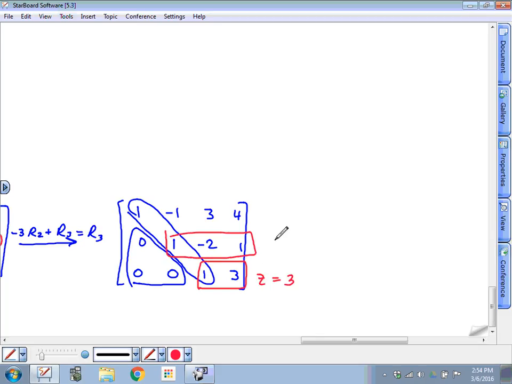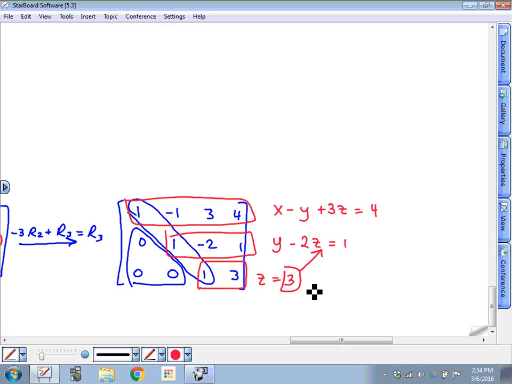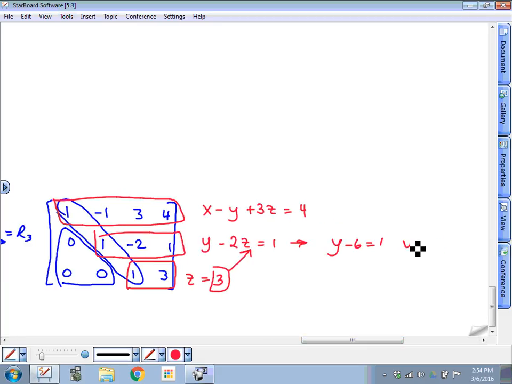This row represents the equation y minus 2z equals 1, and this row represents the equation x minus y plus 3z equals 4. Now you can work your way up and backwards substitute. z equals 3, and you substitute that in there for that z. So you get y minus 6 equals 1, which means that y equals 7.